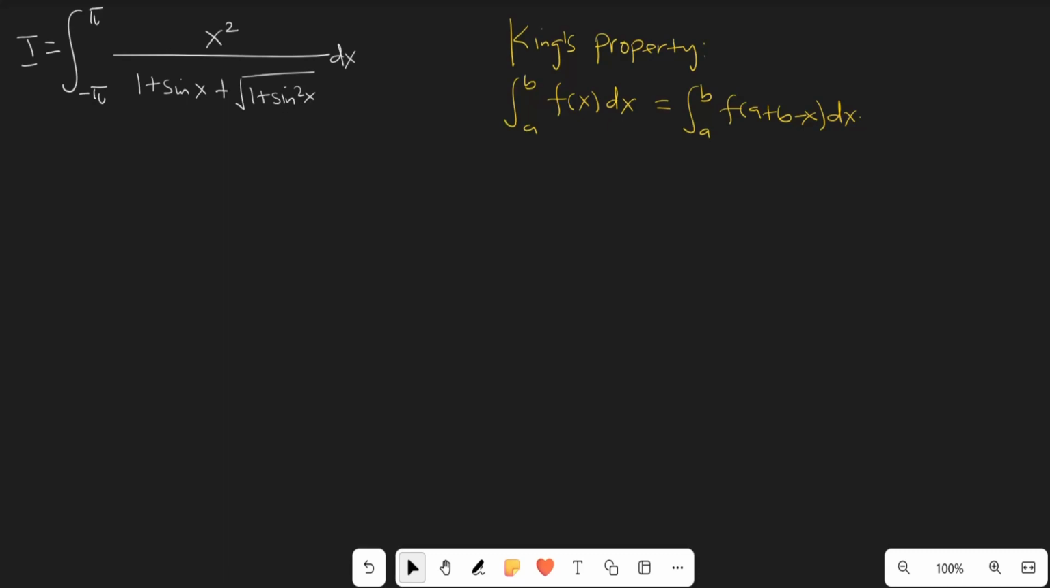So how do you solve this integral? I am going to solve this integral using the King's property, right? Which says that the integral from a to b of f of x dx is the same as the integral from a to b of f of a plus b minus x dx.